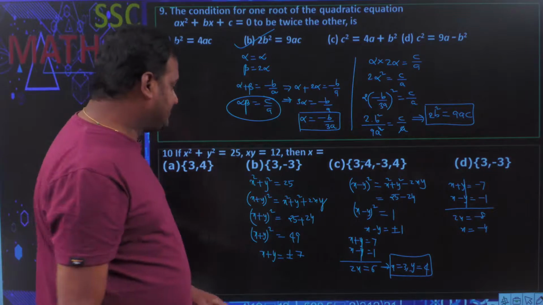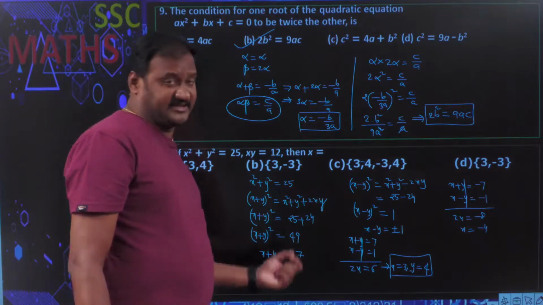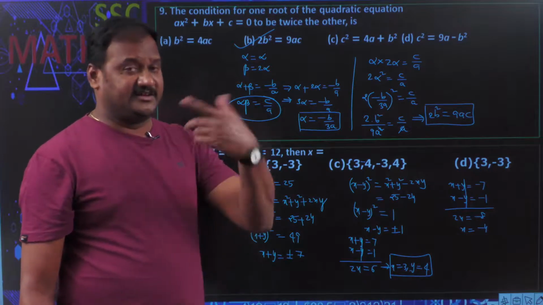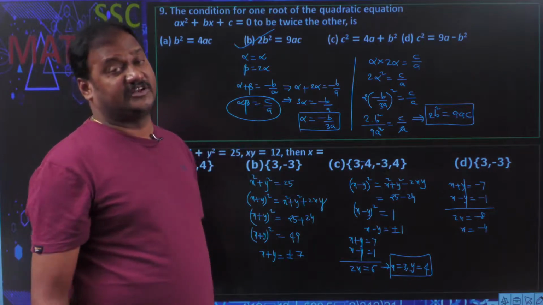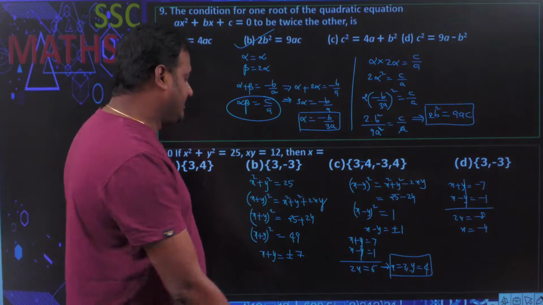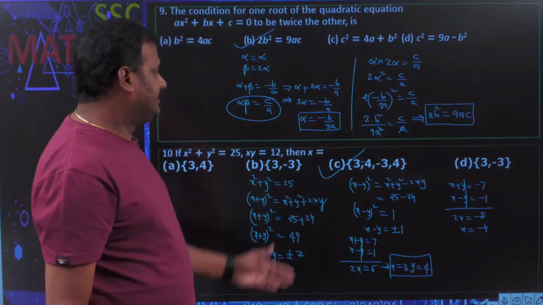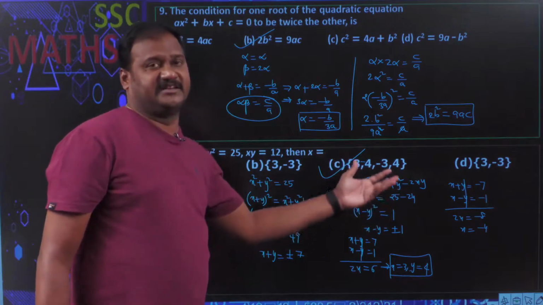But there is one more option that you can take. x plus y is equal to plus 7, x minus y is equal to minus 1 also can be taken. Then also you will get one more value of x. So there are totally 4 possibilities for x. Those 4 possibilities are available here. Therefore the values of x are 3, minus 4, minus 3, 4.